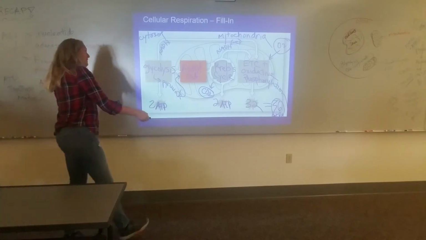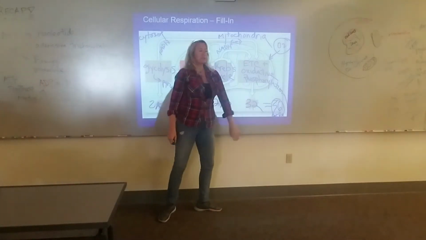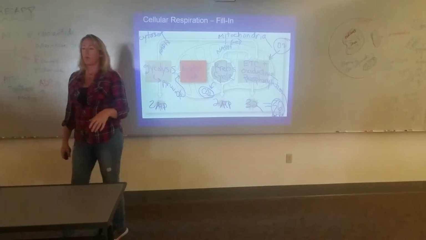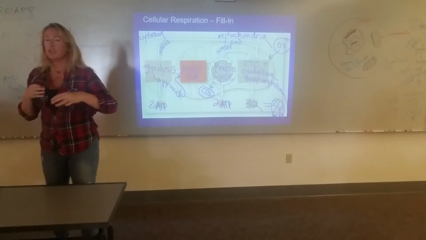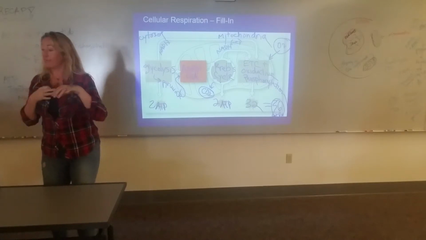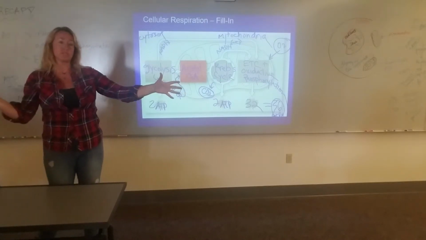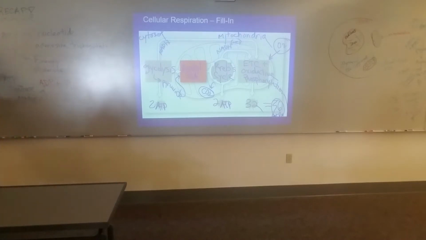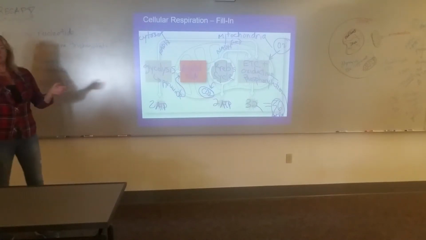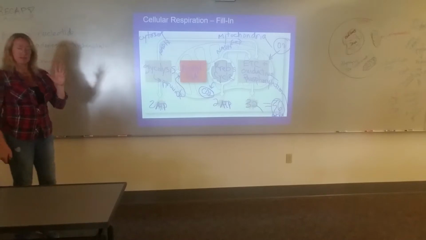I will say, this number is not exact. Sometimes it's less, like 32 or 34, because it costs energy to pump the ATP out of the mitochondria. You can't just keep all your ATP in your mitochondria. We have to get it out. You have to use it throughout your cell and throughout your body. But for us, it's about 36. Yes, we did this fill-in all together to write it down, makes sense?